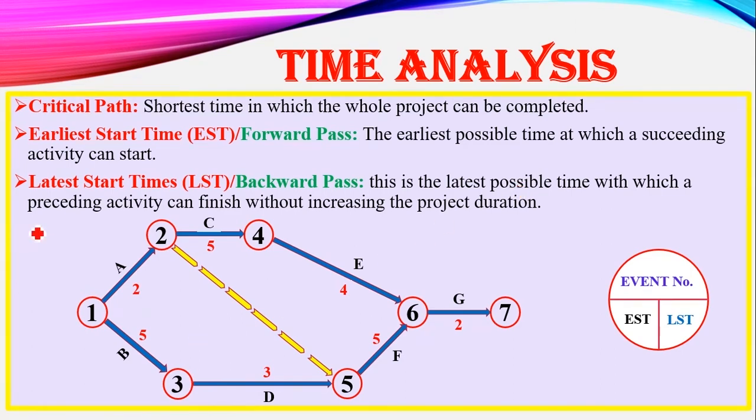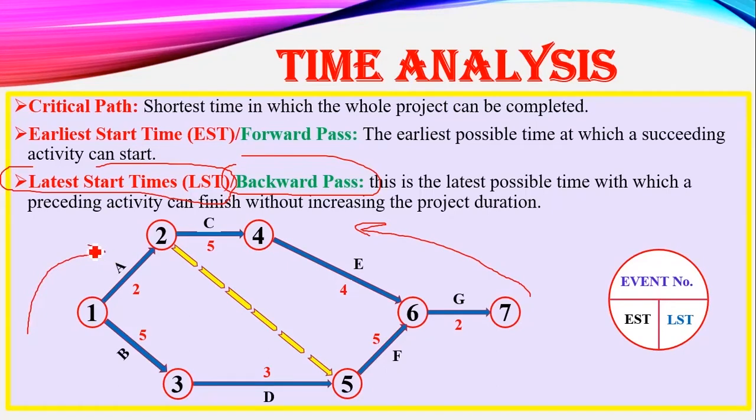Then we have LST, or what we call the latest start time, or what you're referring to as the backward pass. Now, a backward pass is the latest possible time with which a preceding activity can finish without increasing the project duration. And we normally get the LST moving backward. Then when you're getting the EST, we move forward.